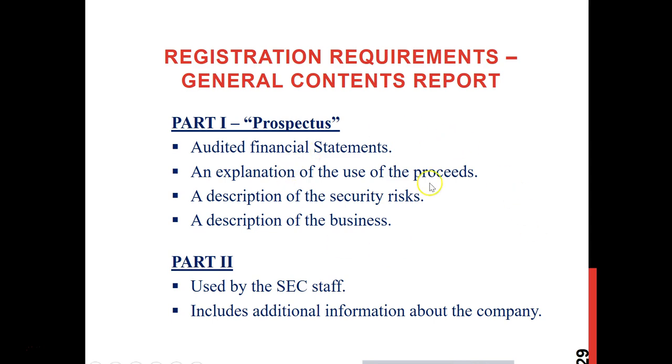This prospectus is for the public, right? It will be distributed to all potential investors, but part two of this registration statement is only for SEC staff, and basically if any additional data should be disclosed about the company and the securities, for example marketing arrangements, the expenses of issuance, sales to special parties, or this type of information, the SEC can ask the company to provide it here in part two.